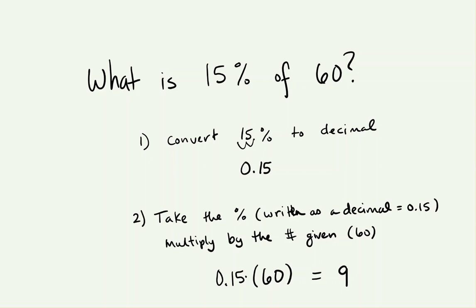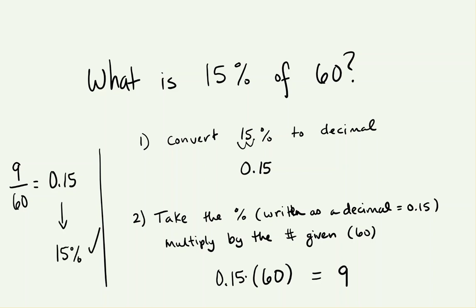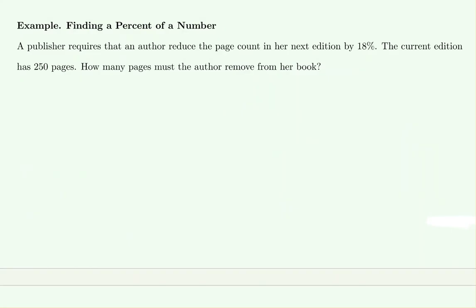And a great way to check your work is if you ever form the fraction 9 divided by 60, you would get exactly 0.15. And we know 0.15, turning it to a percent, is 15% as expected. This example is categorized into the structure of finding a percent of a number. And you'll see the later examples also have their own word category.